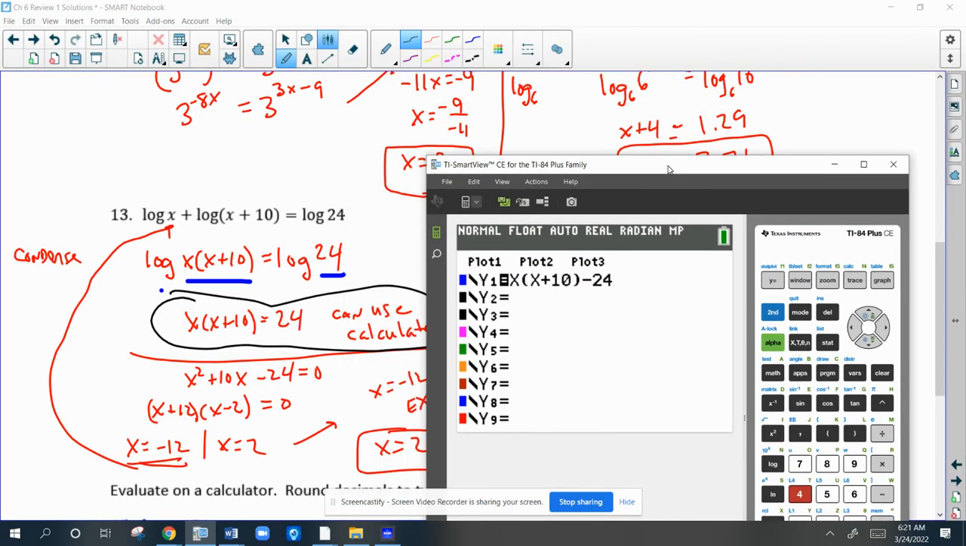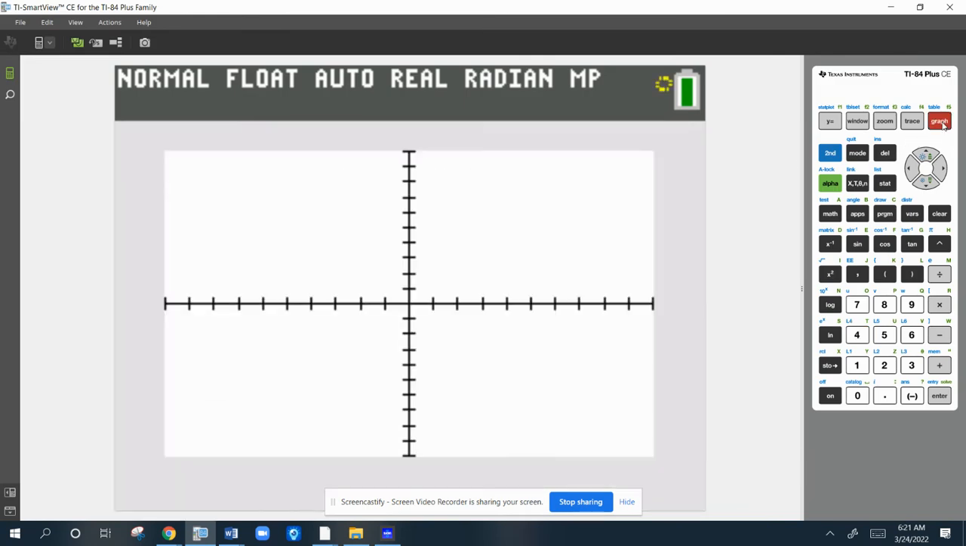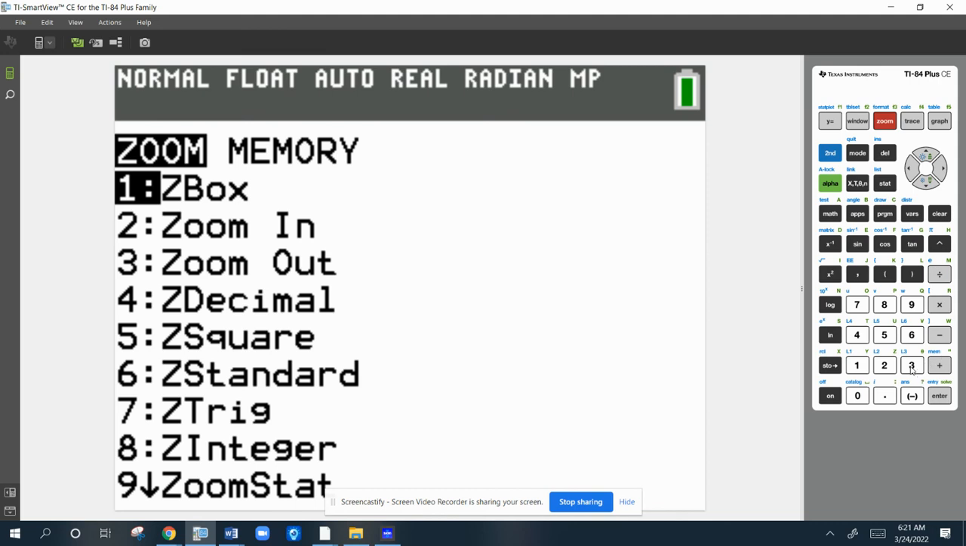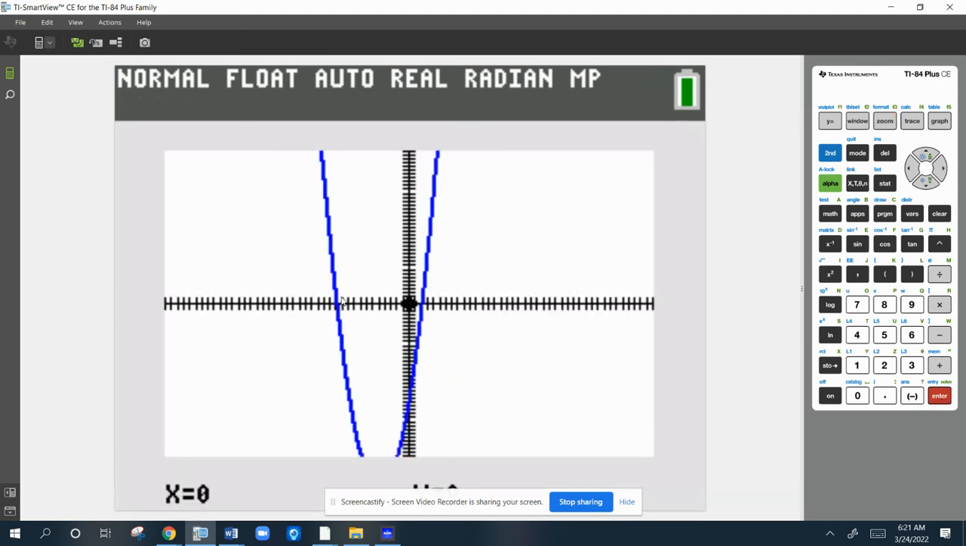Now I'm going to graph it and look for where it goes to the x-axis, and those are my solutions. You can see it goes to the x-axis right here. Now it's a parabola, so it looks like it's going to go up here as well. So you have to consider that. I'm going to zoom out: zoom 3, enter. And there's my other part of the parabola.